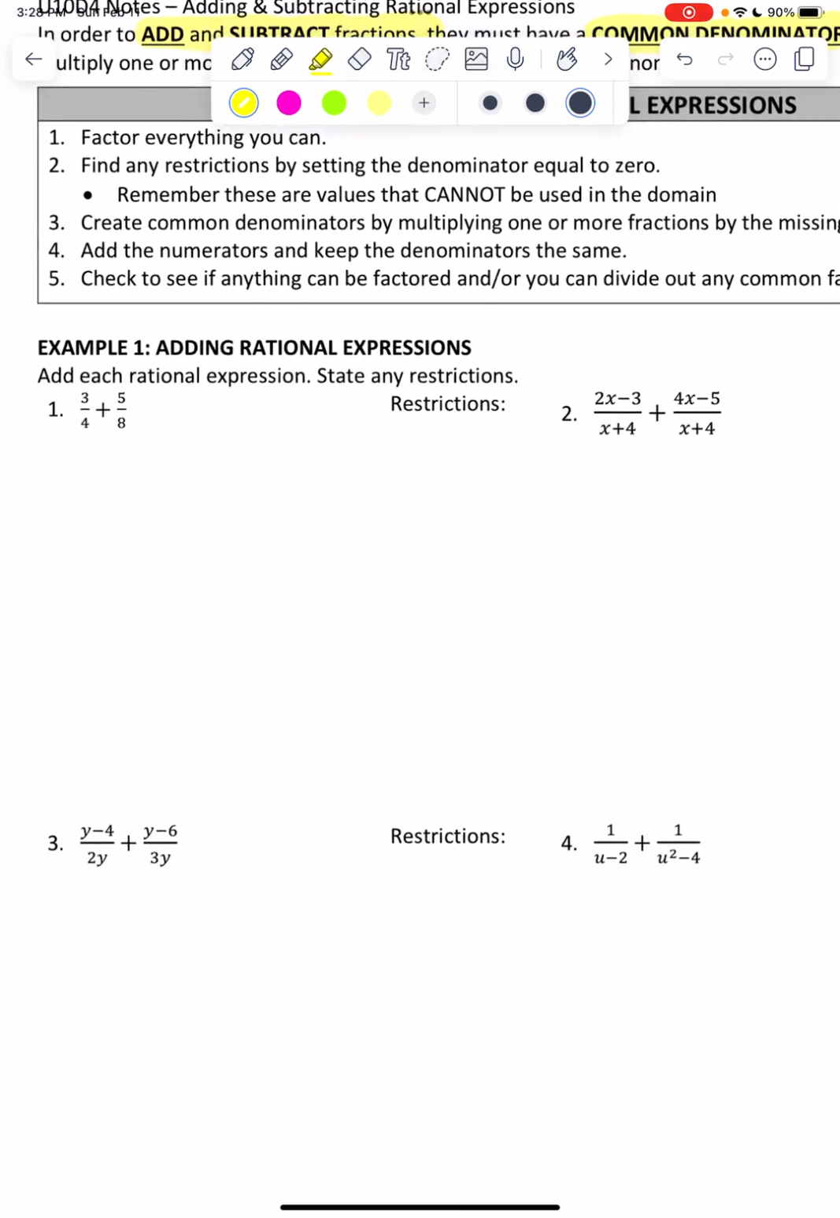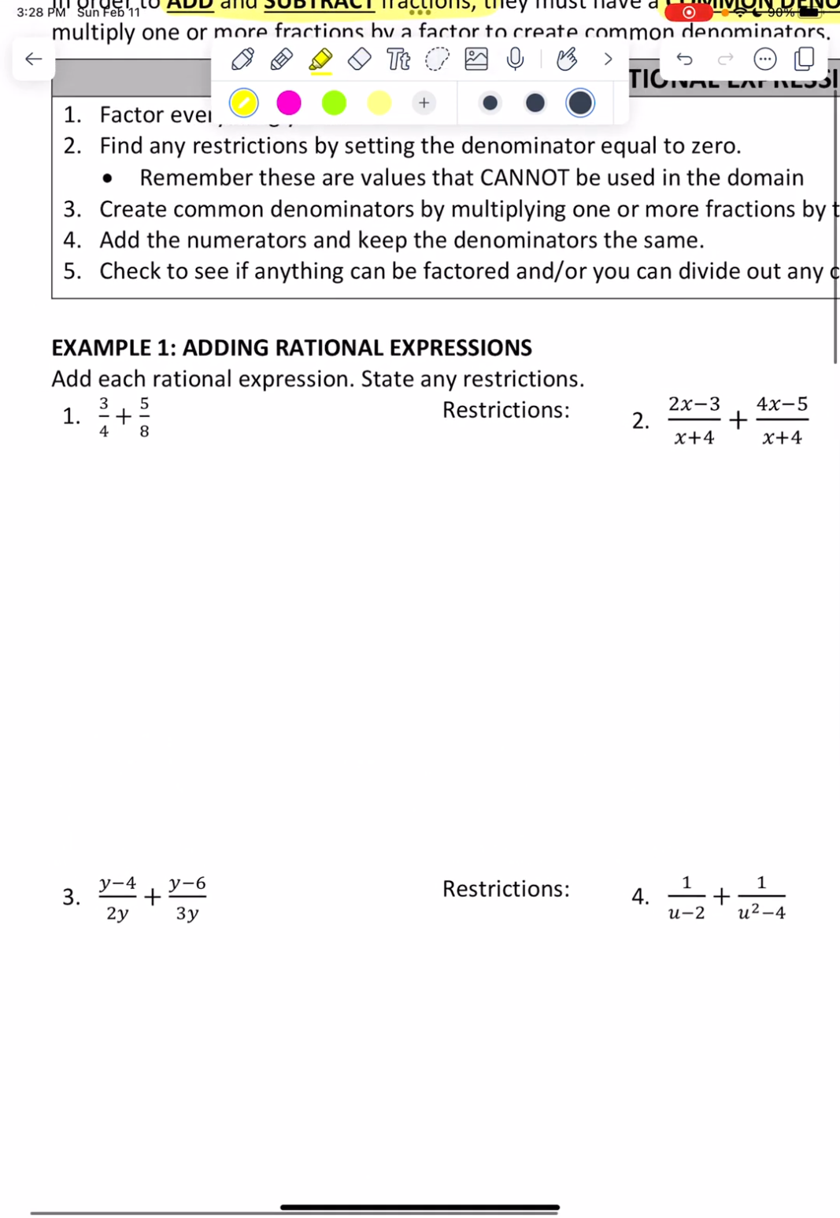So in number 1, it says add each rational expression, state any restriction. So first thing, nothing can be factored, and there are no variables in the denominator. So that means there are no restrictions.